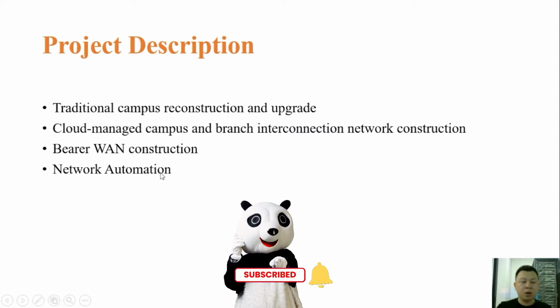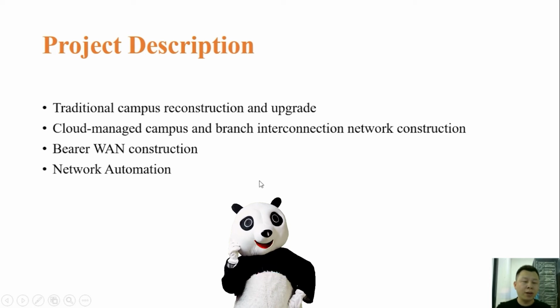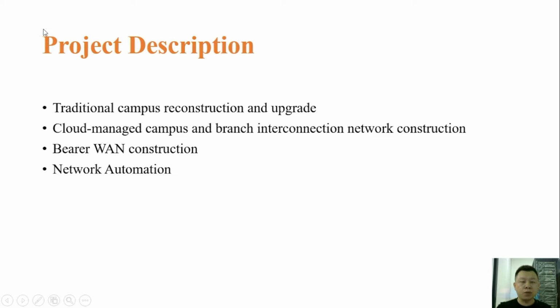Before watching this video, you should have some understanding of our lab dump services and its exam process, which is divided into 4 modules. The first module is traditional campus reconstruction and upgrade. The second module is cloud managed campus and branch interconnection network construction. The third module is bearer WAN transmission. The fourth module is network automation.